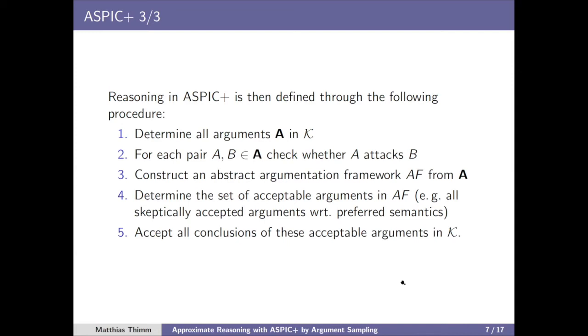And in the end, it's also important how we do that. From this graph, we get a set of arguments we accept. But if we have structured arguments, we're not interested in the arguments themselves. We are interested in the conclusions of these arguments. So what we do is we look at all the conclusions of all these accepted arguments, and those are then also the conclusions of our initial ASPIC knowledge base. So we now defined an inference relation from this knowledge base to a set of propositional literals, basically. And this defines the inference relation of ASPIC+.